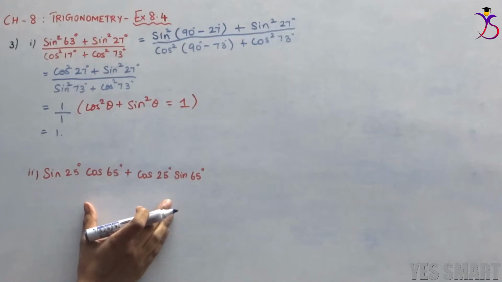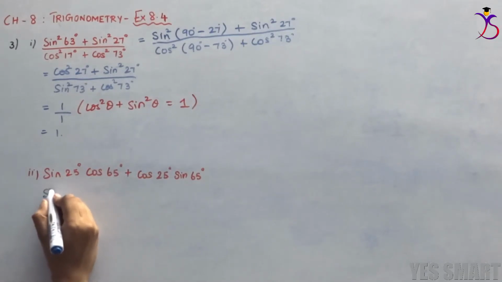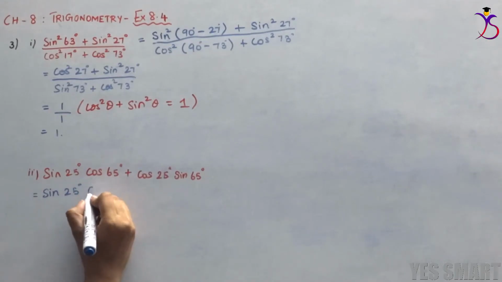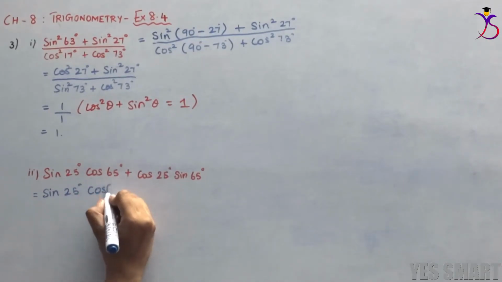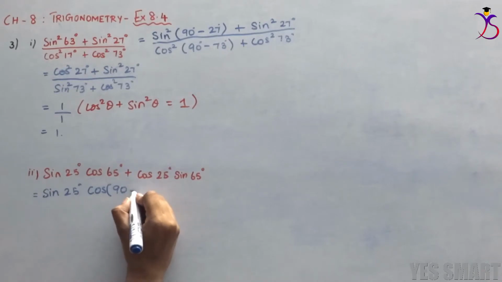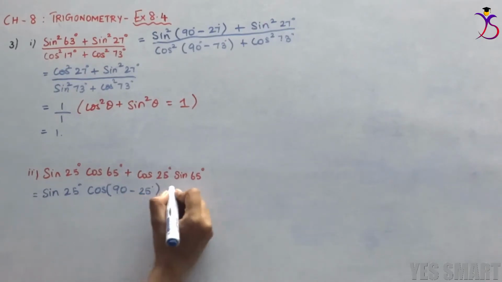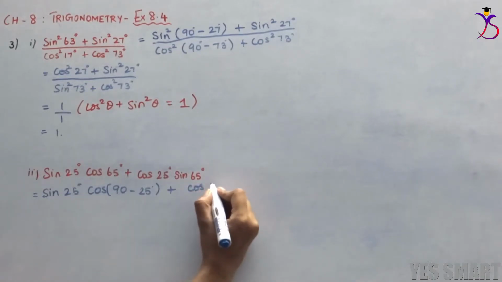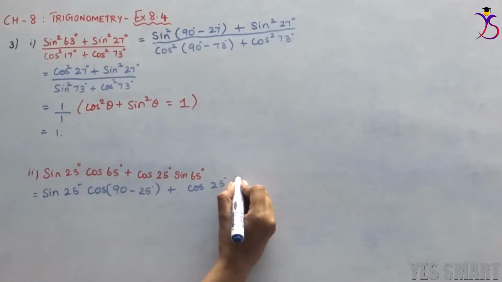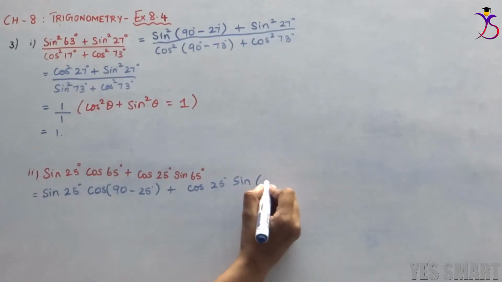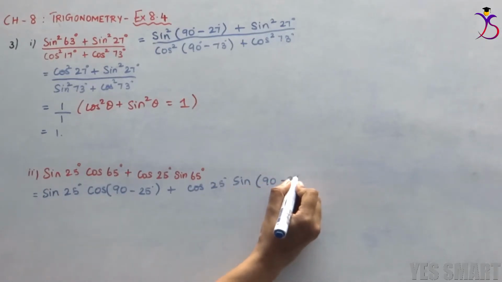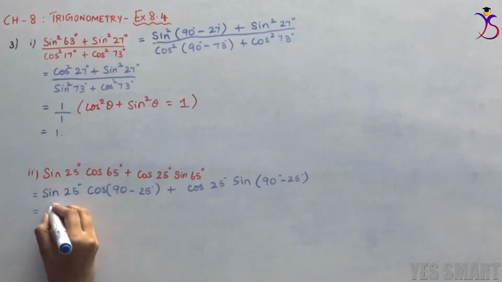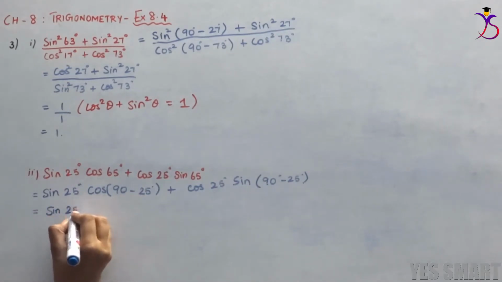I am just keeping the first term as it is. The second term cos 65, I am just reformatting it to cos 90 minus theta. So it becomes cos 90 minus 25, because 90 minus 25 is 65, plus cos 25. The second term sin 25, I am just reformatting it to sin 90 minus 25. I am just reformatting only the second terms just to be in line with the first term. So it becomes sin 25.